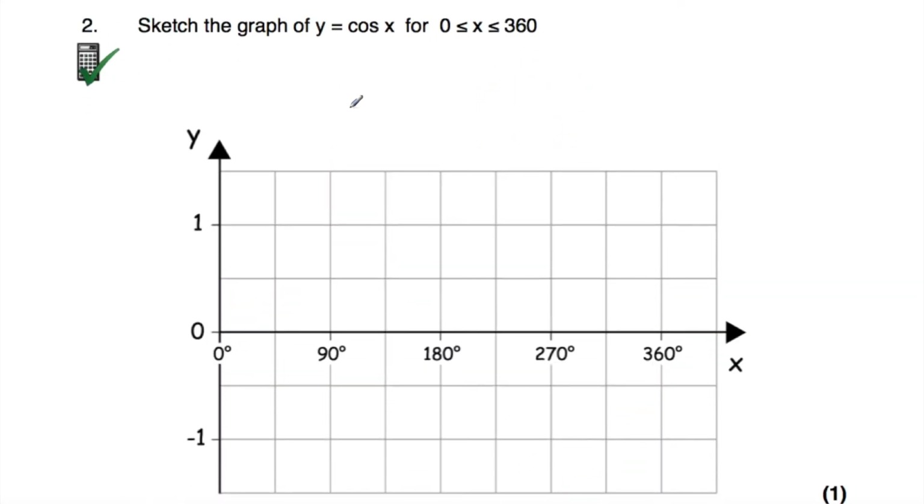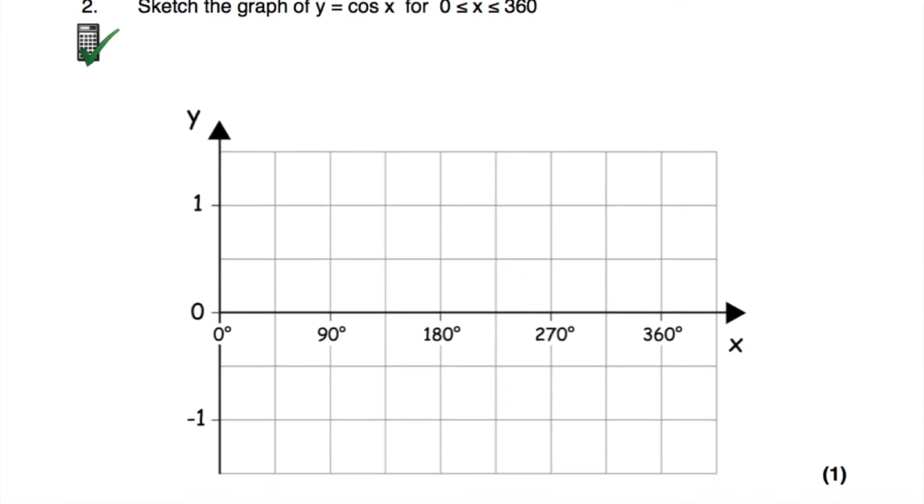Okay, let's look at question number 2. Question number 2 asks us to draw a sketch of the graph of y equals cos x for x is bigger than or equal to 0 degrees but less than or equal to 360 degrees. So in our last question we were sketching the sine graph, now we're sketching the cos graph. Again, it's a calculator question, so that's quite nice. You can just do on your calculator the cos of 0 degrees, the cos of 90 degrees, the cos of 180 degrees and so on.